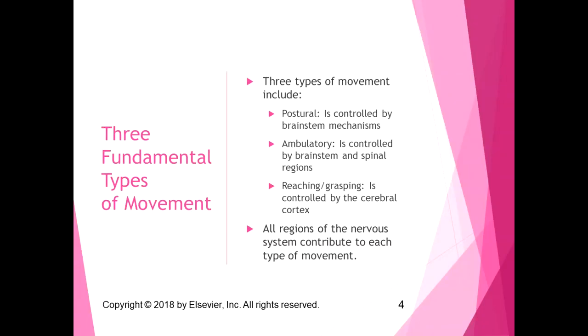So the 3 fundamental types of movement include postural, which is controlled by brainstem mechanisms, ambulatory, which is controlled by brainstem and spinal regions, and reaching and grasping, which is controlled by the cerebral cortex. So all regions of the nervous system contribute to each type of movement.